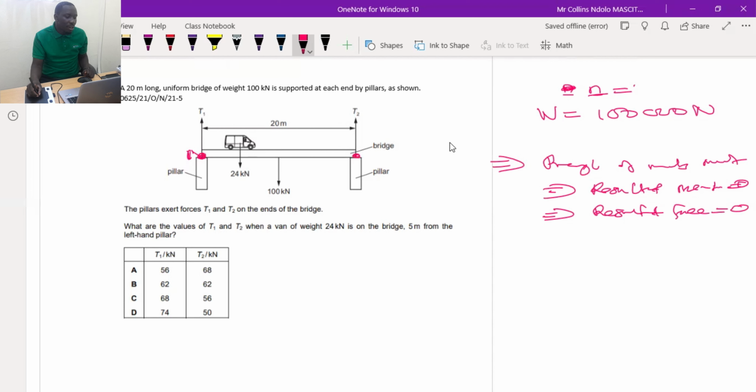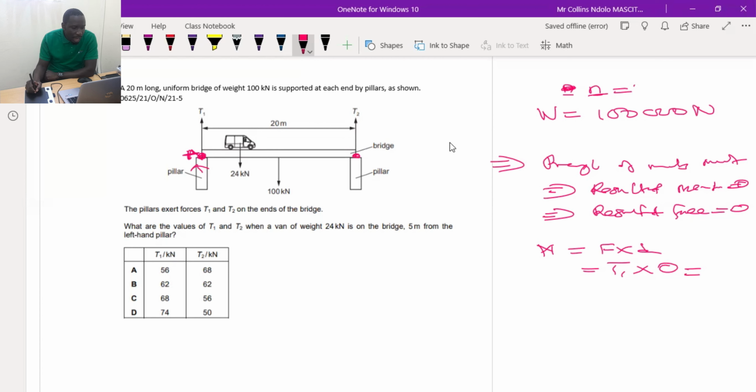Let me call here maybe A. So I want to use the pivot at point A. Because moment, let me use capital M for moment, moment is force times distance. If I take moment at this particular point here, that means the moment due to T1 will be zero. Why? Because the distance from the pivot to where the force T1 is acting is zero. That means moment due to T1 about the point I've selected is zero. So I only have two forces.